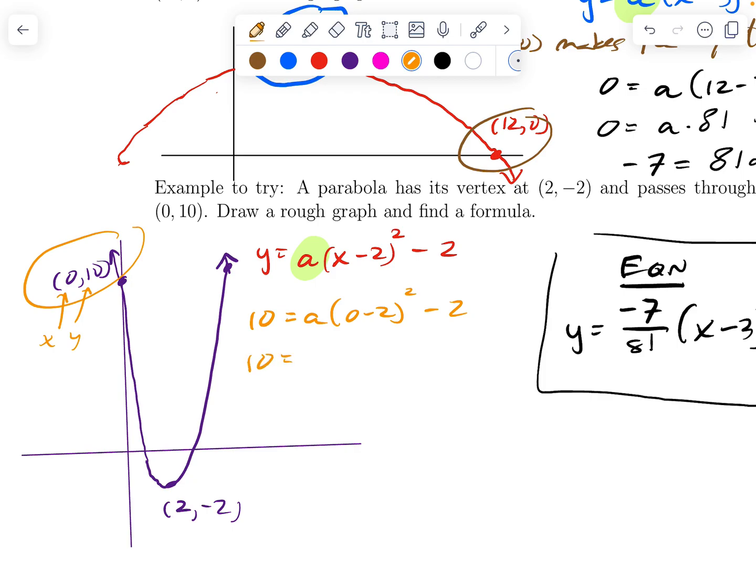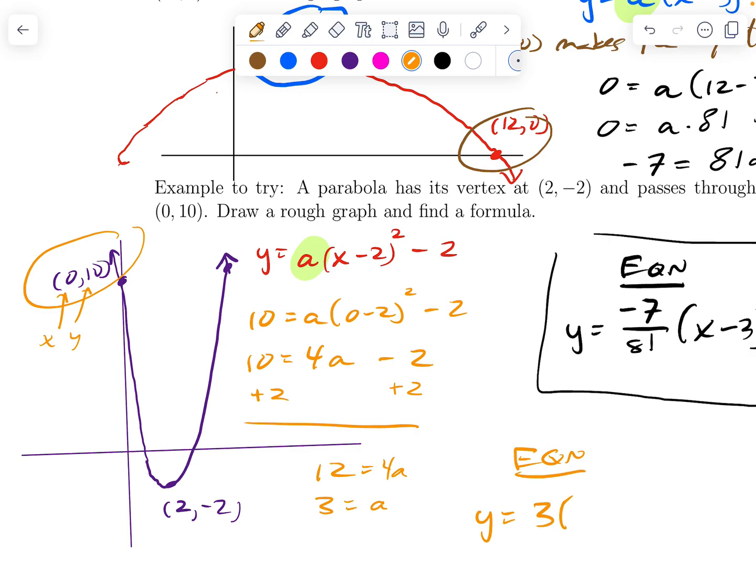0 minus 2 is negative 2. If we square that, we get 4. So we have A times 4, or 4A, minus 2 at the end. Again, do not combine those terms. Instead, add 2 to each side. So you have 12 equals 4A, and A equals 3. So our equation for this parabola is y equals 3 times (x minus 2) squared minus 2.